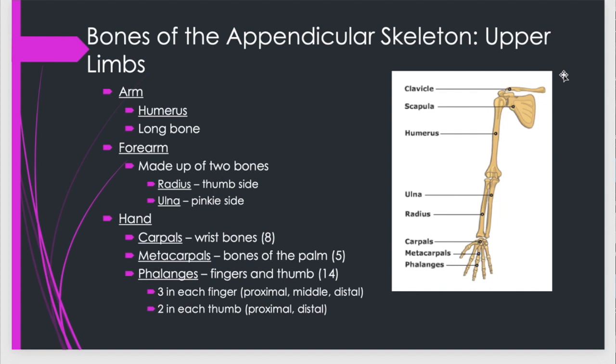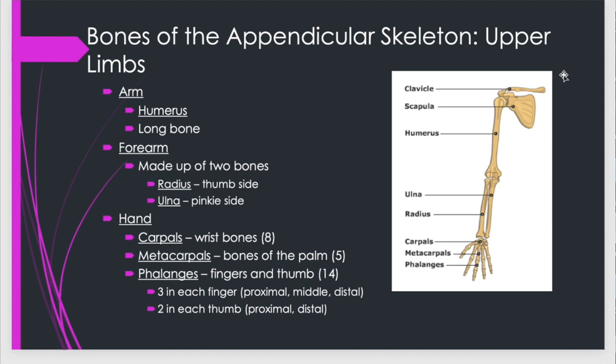Now looking at your upper limb, we have your arm. It's kind of weird because we always think your arm is your whole upper extremity. You have your arm, your forearm, and then your hand. So your arm is the humerus, technically, and that's a long bone. Your forearm is made up of 2 bones, the radius and the ulna. Those are also long bones. To tell them apart, the radius is the thumb side and the ulna is on the pinky side.